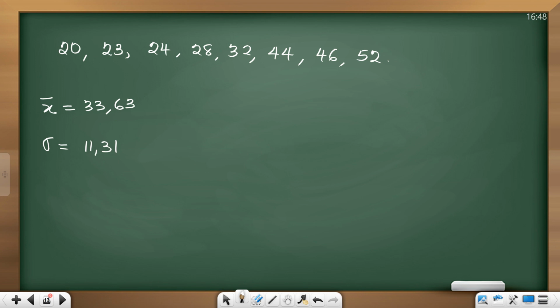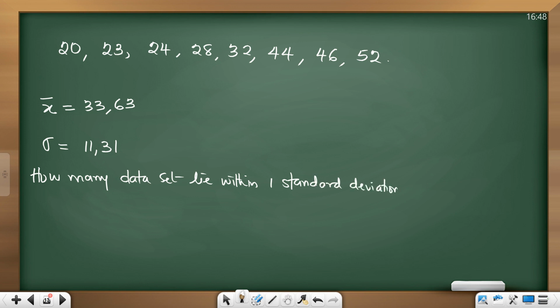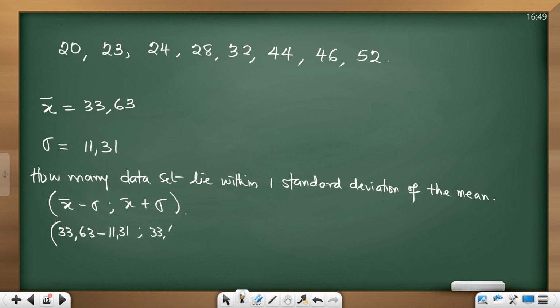All right. Now it says, how many data lie within one standard deviation of the mean. So I'm going to do both. Let's quickly do this. We find our boundaries, right? Mean plus standard deviation. Can we quickly substitute here? 33 minus 11.31, and 33 plus 11.31. The first one is 22.32, and the second one is 44.94.